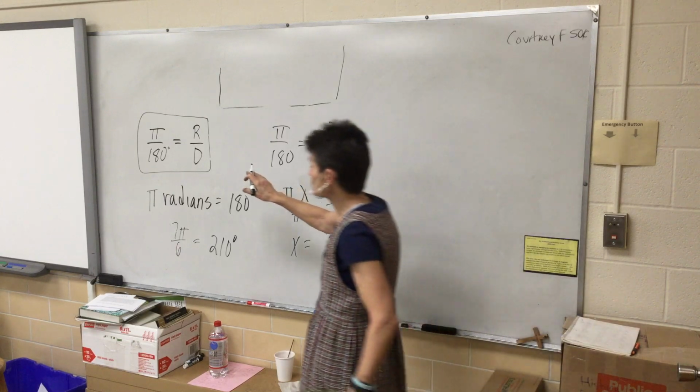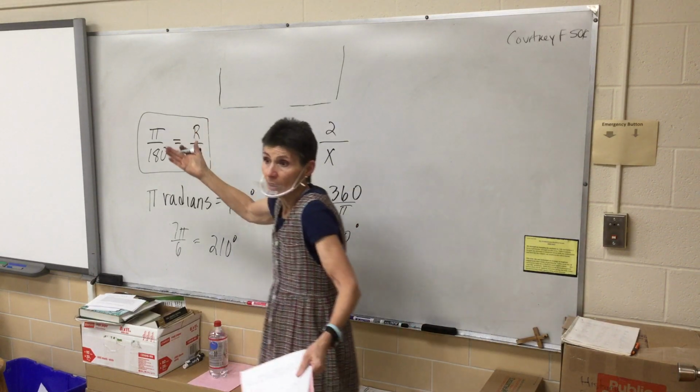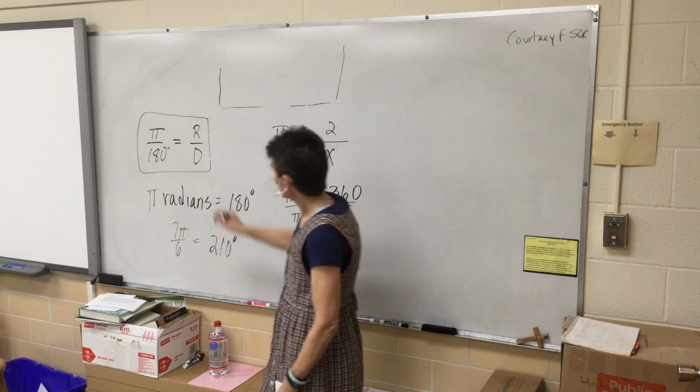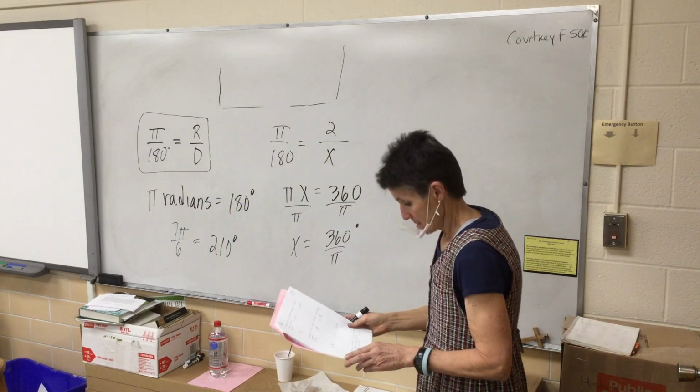So this proportion can be used to find either R or D depending on what you're looking for. So would you put a box around that? Put a star next to it?